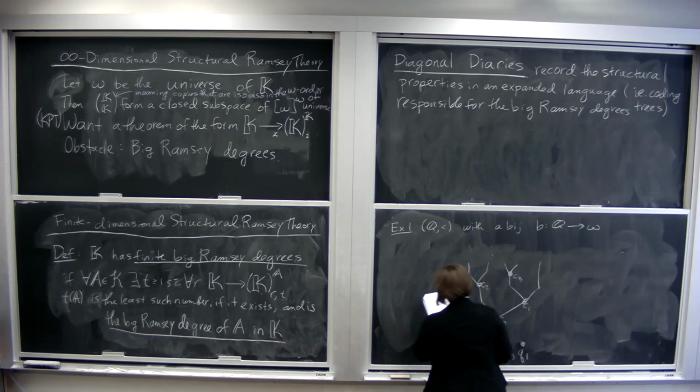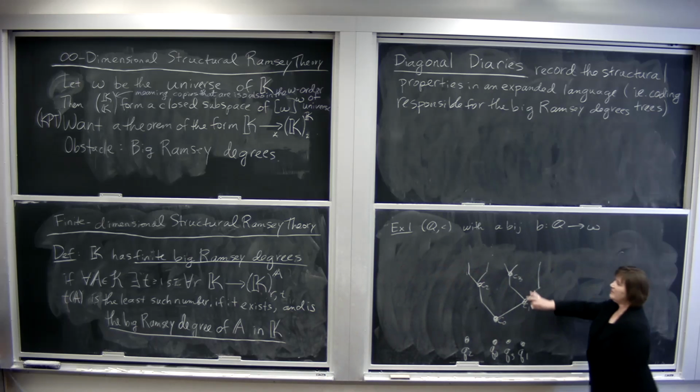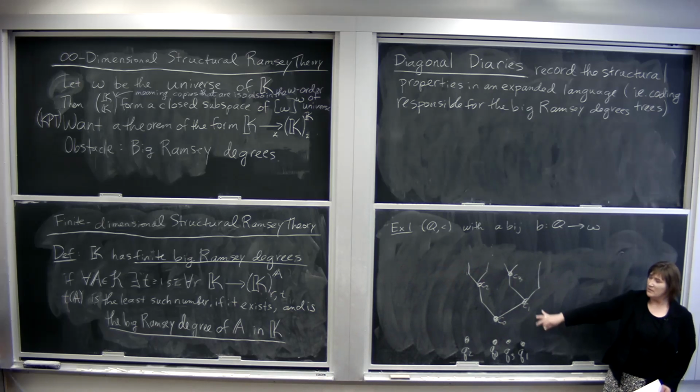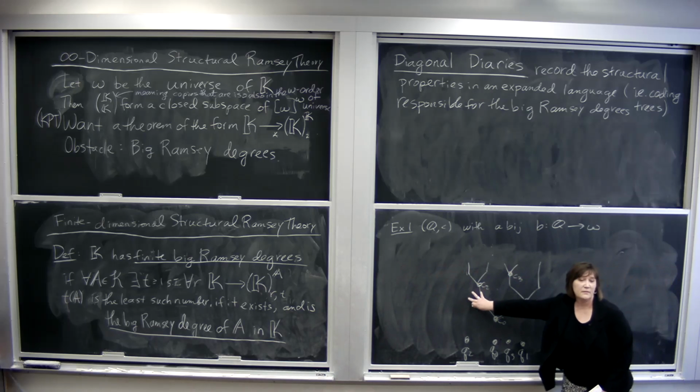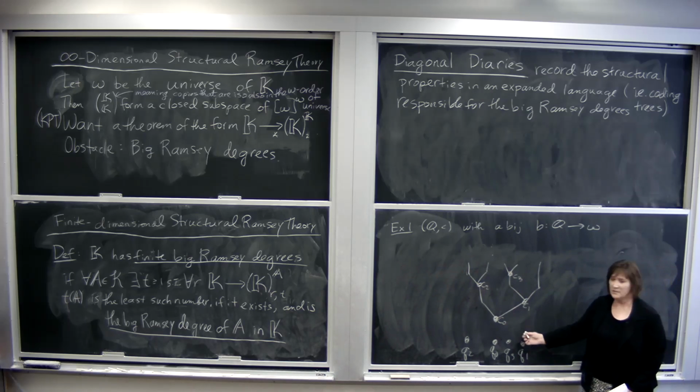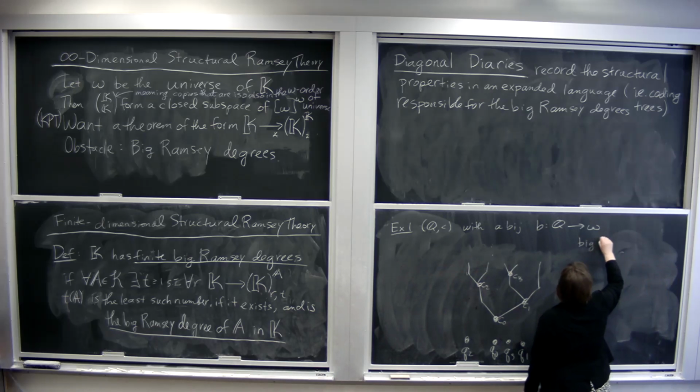So, all right. What are the big Ramsey degrees in terms of this tree structure? They're exactly the antichains which code a subset of the rationals. So we can make, so big Ramsey degrees here.